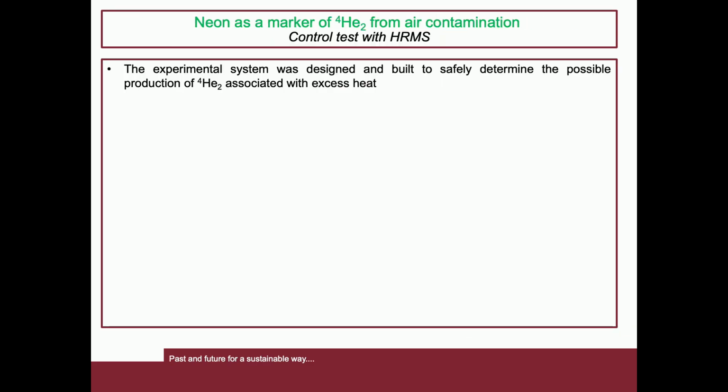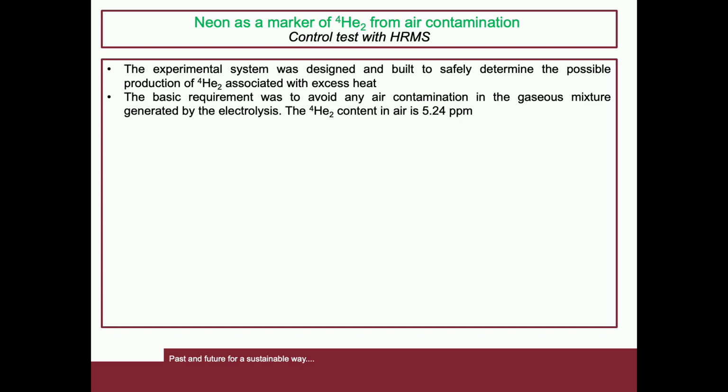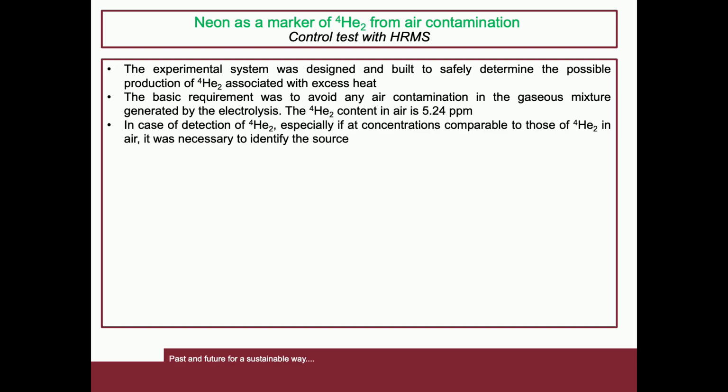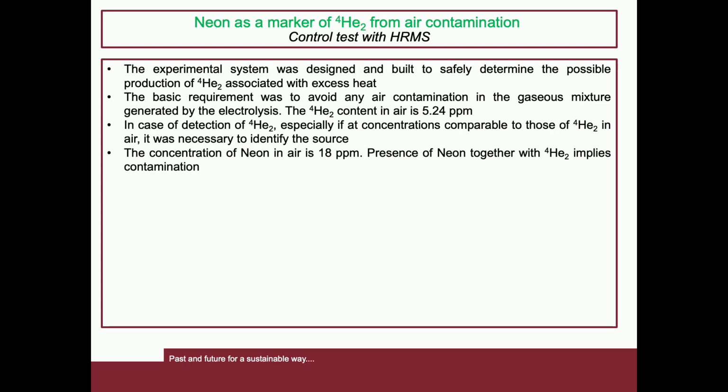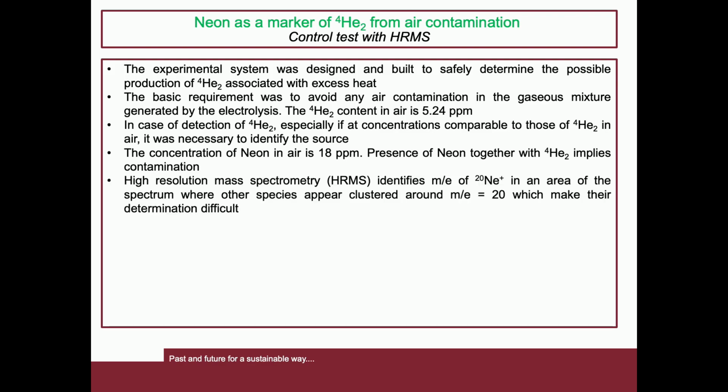Neon as a marker of helium-4 from air contamination. The experimental system was designed and built to safely determine the possible production of helium-4 associated with excess heat. The basic requirement was to avoid any air contamination in the gaseous mixture generated by the electrolysis. The helium-4 content in air is 5.24 ppm. In case of detection of helium-4, especially at a concentration comparable to that of helium-4 in air, it was necessary to identify the source.